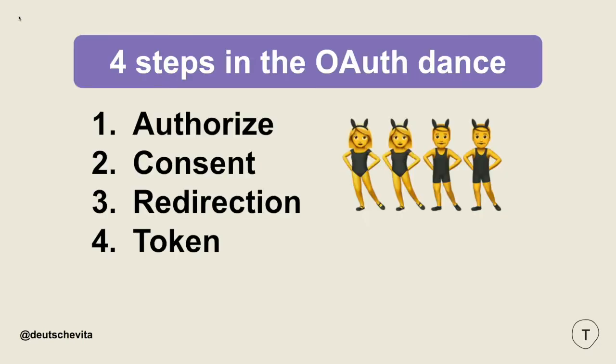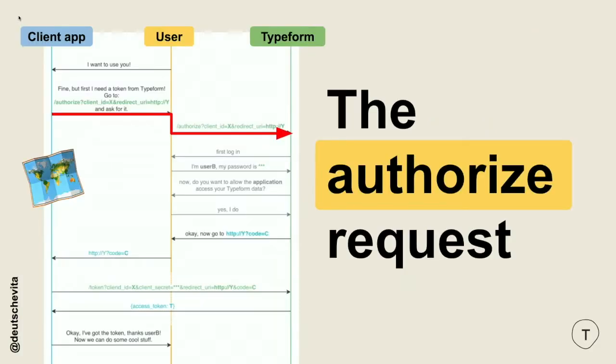There are four steps in the OAuth dance. Those are authorize, consent, redirection, and token. And we're going to be examining each one of those next. So the first one is the authorize request.